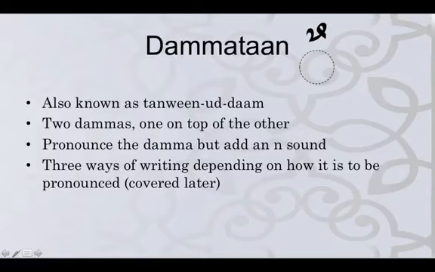And when it's denoted by one dhamma on top of another, you pronounce the dhamma, the u sound, but you add an n to it, so it becomes like an un. Okay? Un. So again, just like the fathatan, there are three ways of writing it depending on how it is to be pronounced. But I will cover this when we go into the details of ahkam an-nun as-sakina wa tanween.